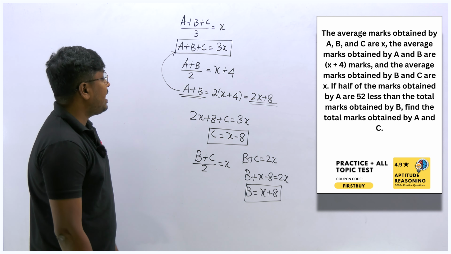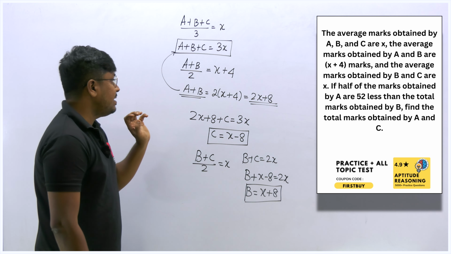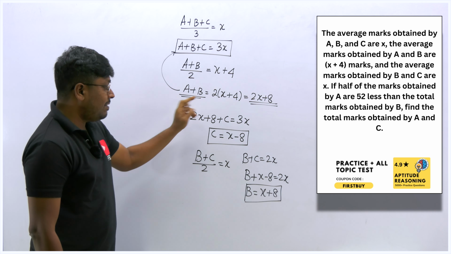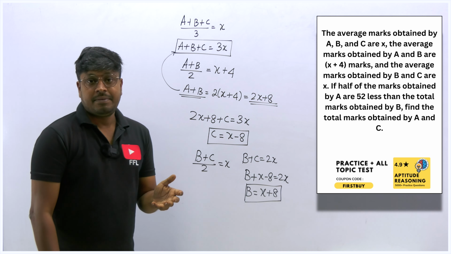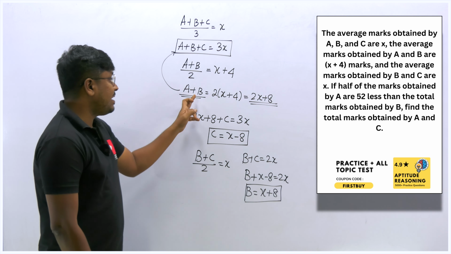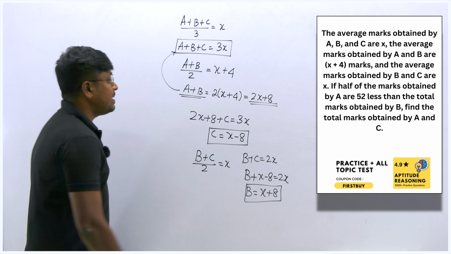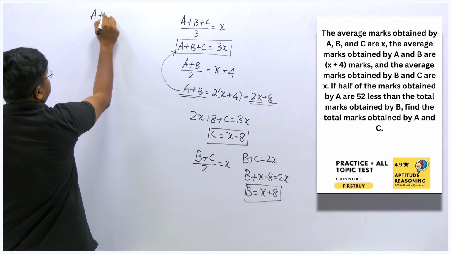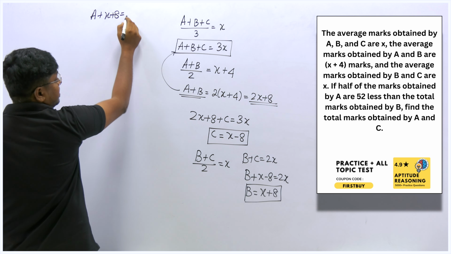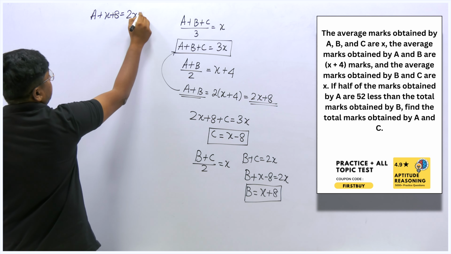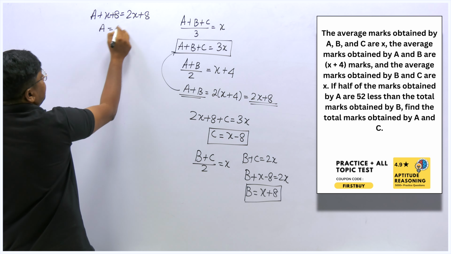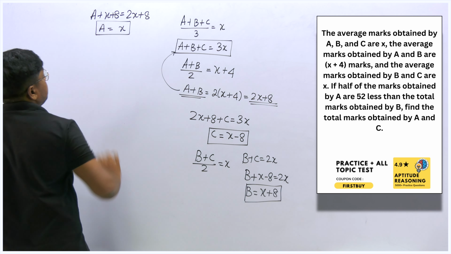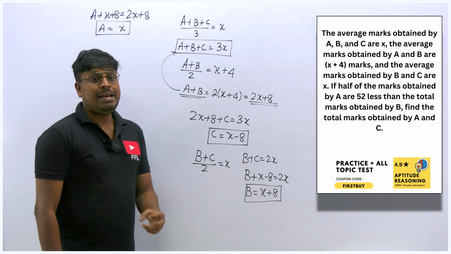The value of A plus B will be 2X plus 8. So I think if you substitute B is equal to X plus 8 here, we will get the value of A, and then we can solve this equation easily, right? Just substitute X plus 8 instead of B. So the resultant will be A plus X plus 8 is equal to 2X plus 8, which will be the total here. So A is equal to 2X minus X, which will be X. 8 minus 8 will be 0. So finally we got A, B and C.